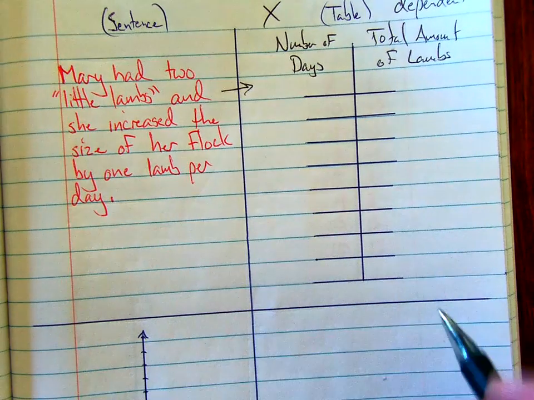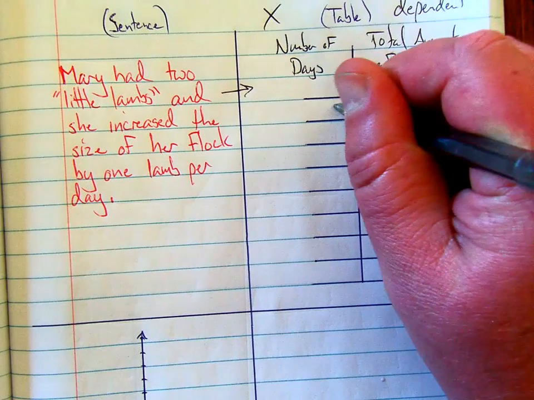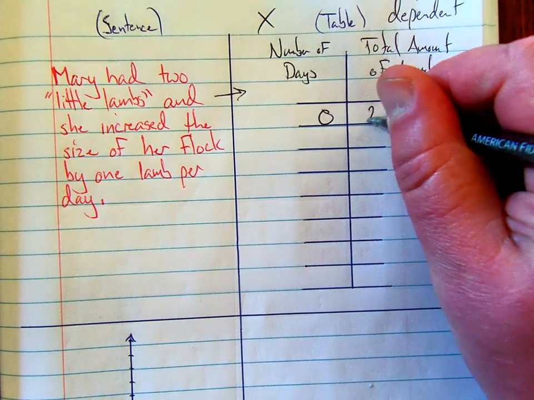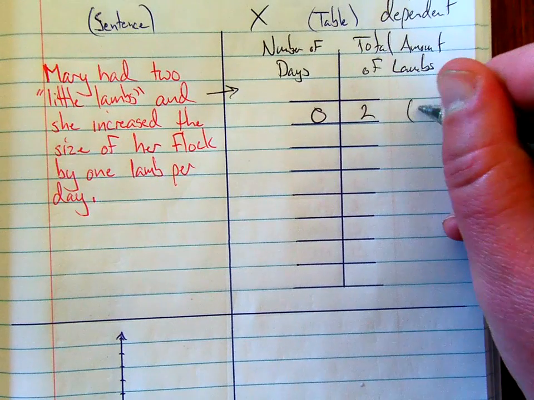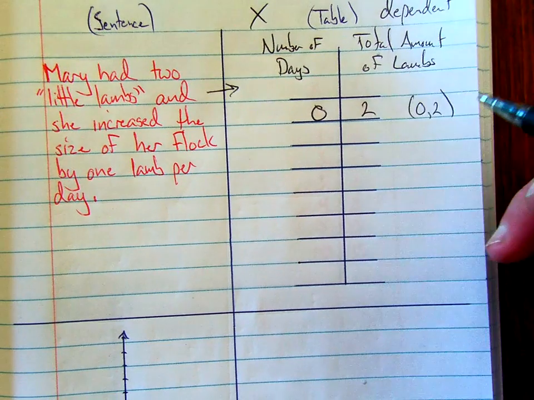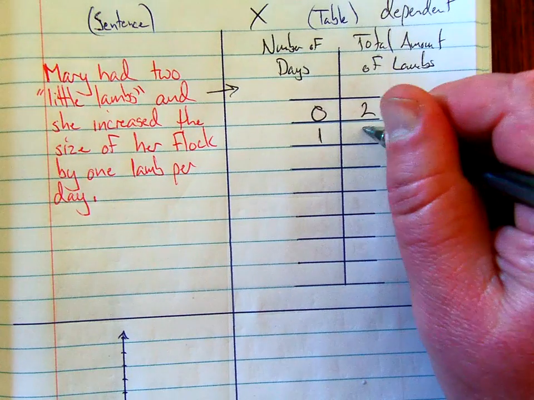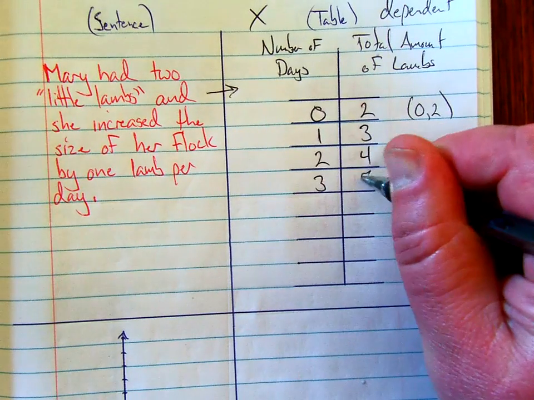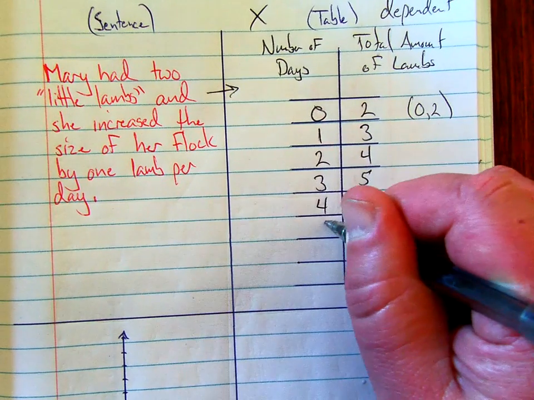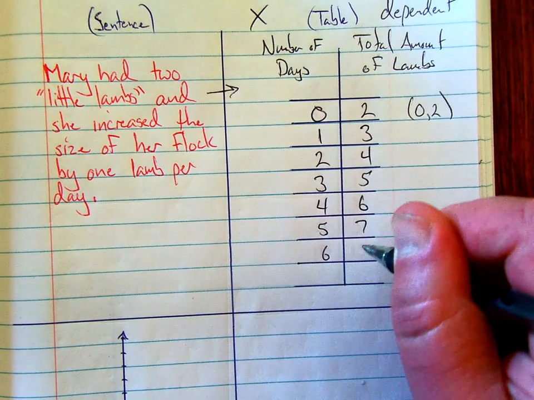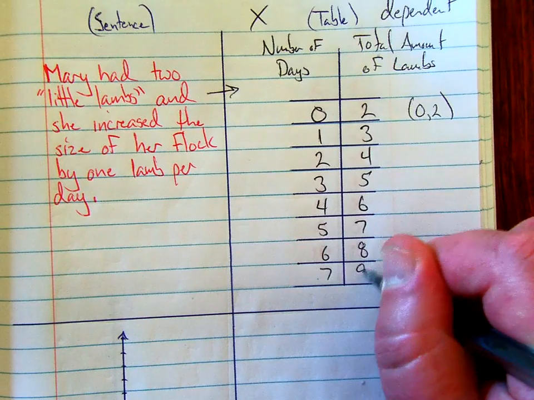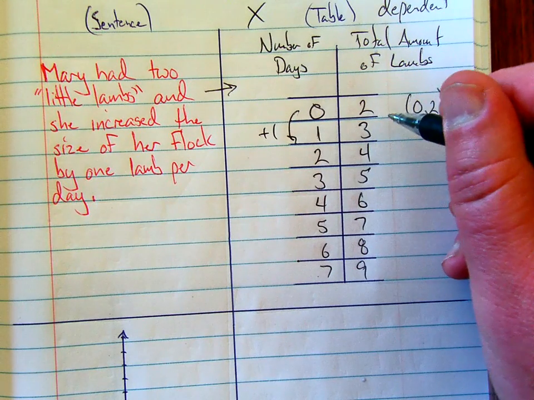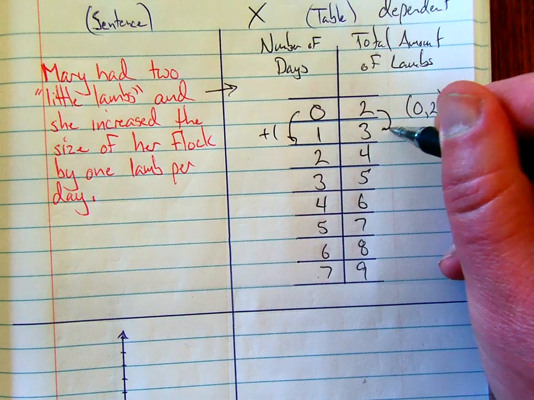So let's put in some of the given values. Again, at 0 days, how many lambs did Mary start with? We said she started with 2. On a coordinate plane, this would be coordinate (0, 2). After 1 day, she adds a lamb, so now she has 3. After 2 days, 4. 3 days, 5. 4 days, 6. 5 days, 7. 6 days, 8. 7 days, 9. As number of days goes up by 1, number of lambs goes up by 1.